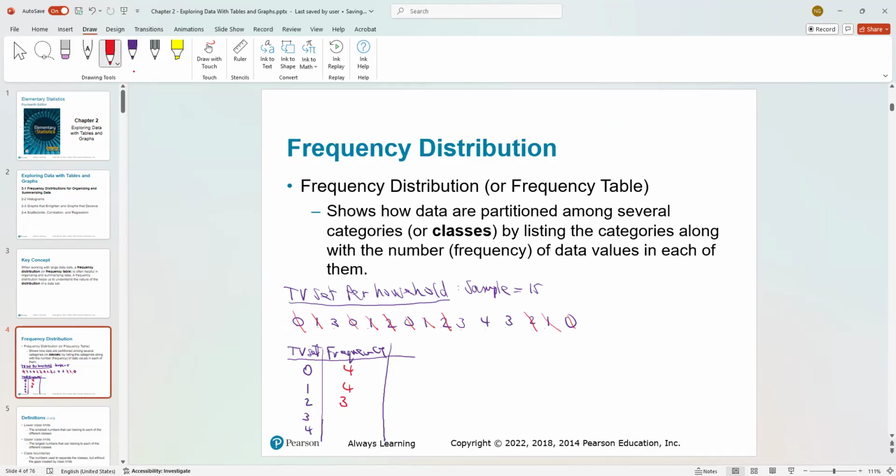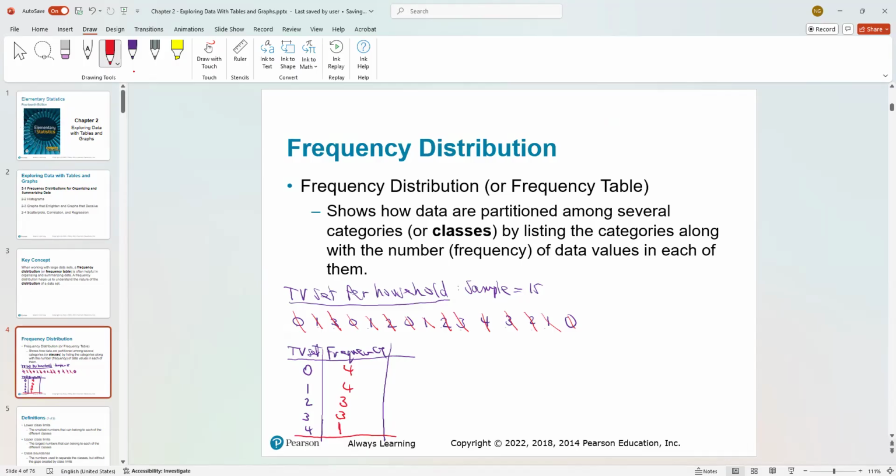How many say they have three TVs? One, two, three. Three say they have three TVs. How many say they have four TVs? Only one of them. So when you do that, make sure you add them all together.